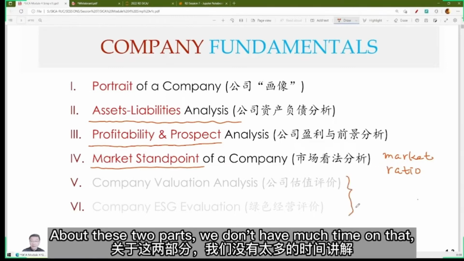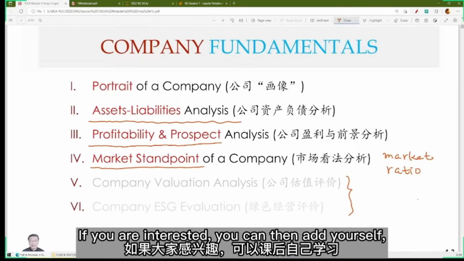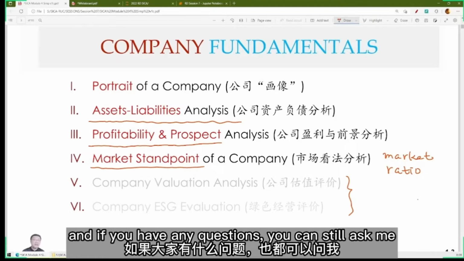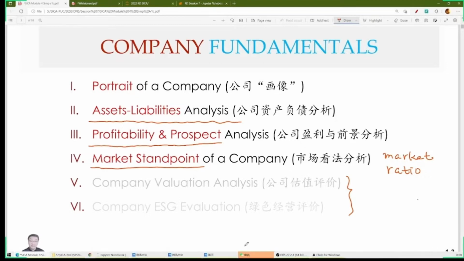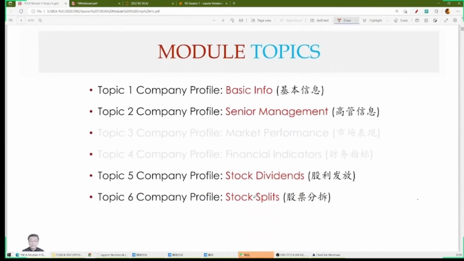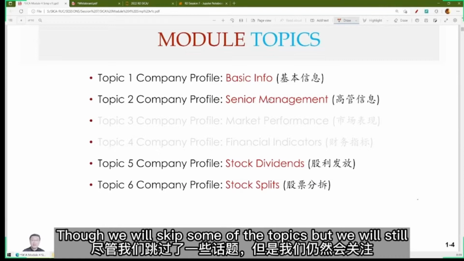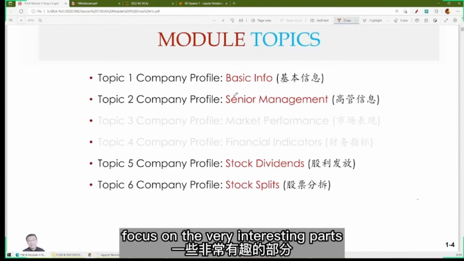About these two parts, we don't have much time on that, but I'll send the slides to you as well. If you are interested, you can learn that yourself, and if you have any questions, you can still ask me. Of course, we will skip some of the topics, but we will still focus on the very interesting part.